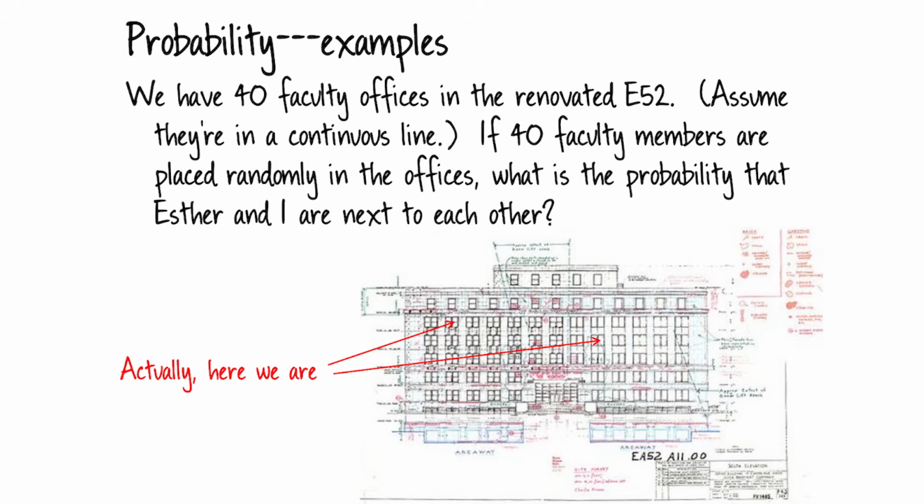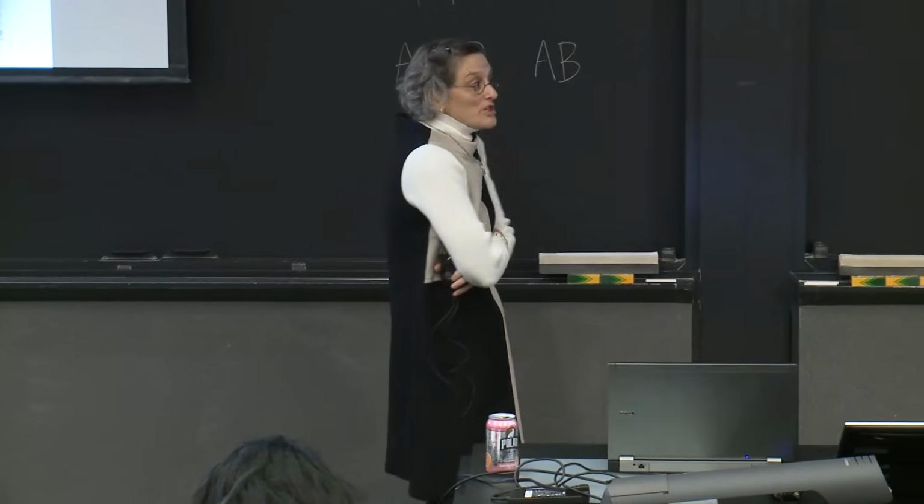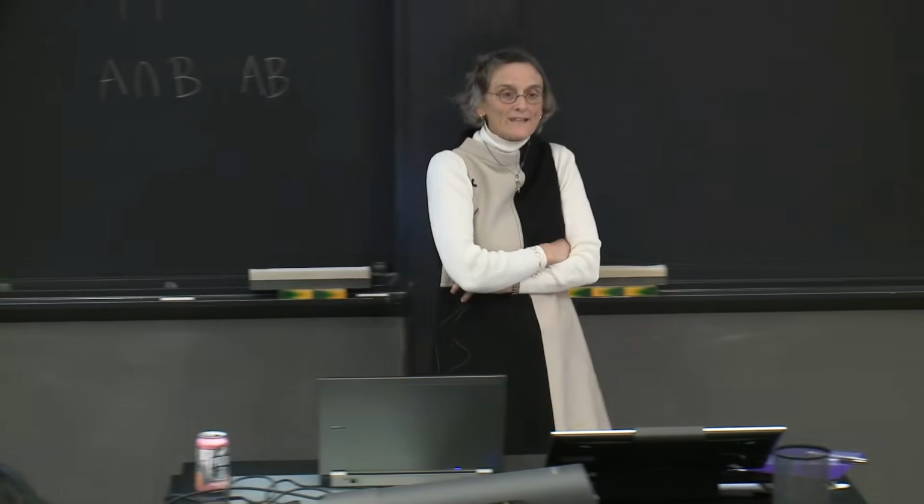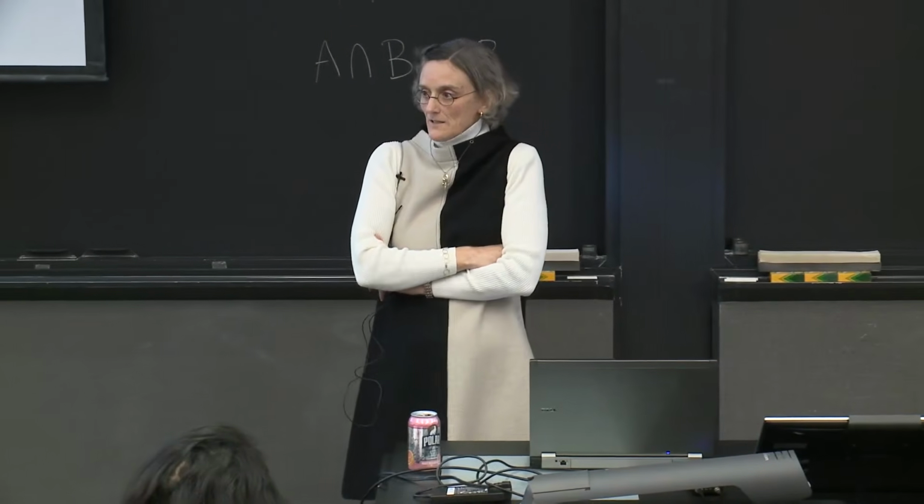By the way, this is actually where we are. This is Esther up here on the upper left, and I'm over there on the... But what's the probability that Esther and I are next to each other? Does anyone want to take a stab at this? So maybe we should go step by step. How many different ways are there to put 40 faculty members into 40 offices?